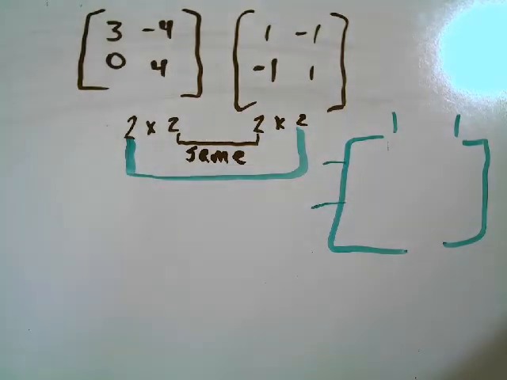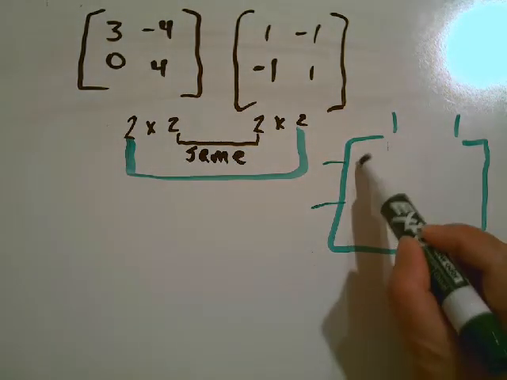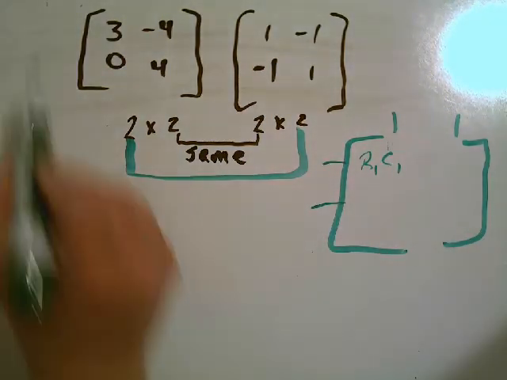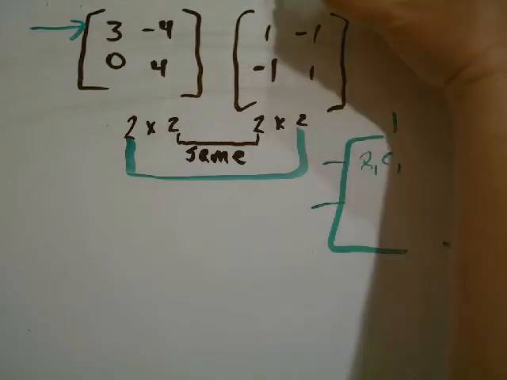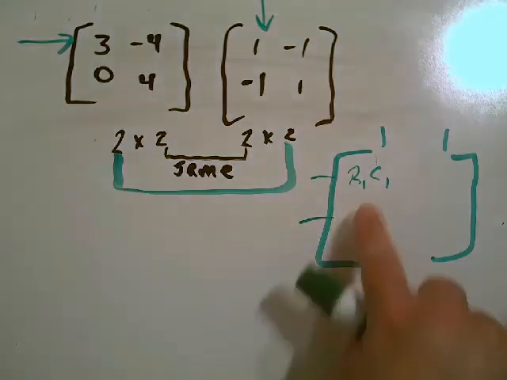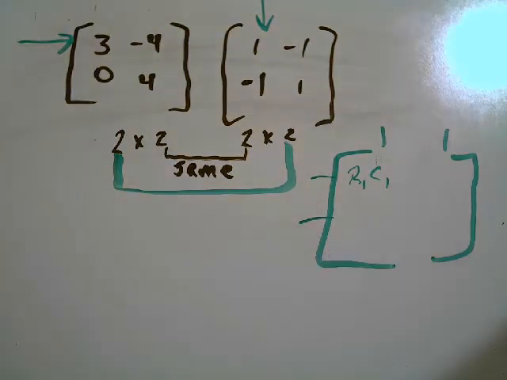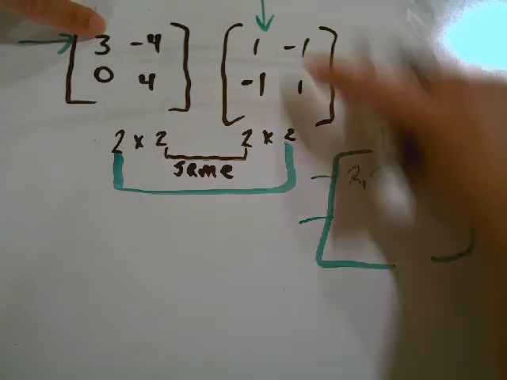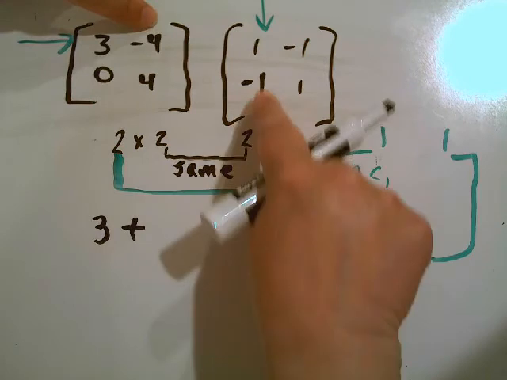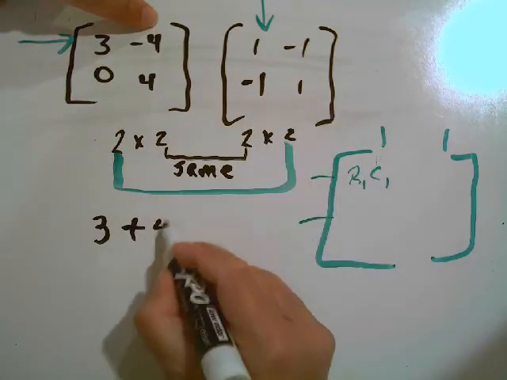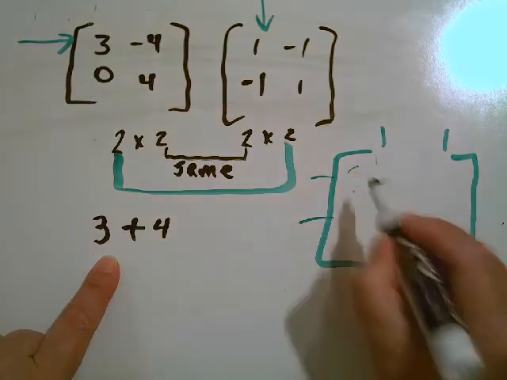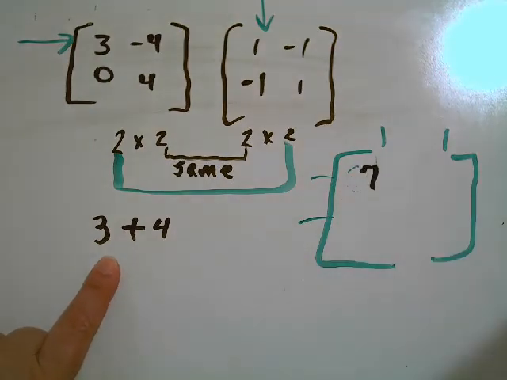So now I'm ready to work to see what I need to put in each of those spots. So this spot is row 1, column 1. So I know that I'm going to use row 1 of the first matrix and column 1 of the second matrix, because this spot is row 1, column 1. So 3 times 1 is 3, and negative 4 times negative 1 is positive 4. So when I add those two together, I get 7. So that's what I'm going to put in row 1, column 1.